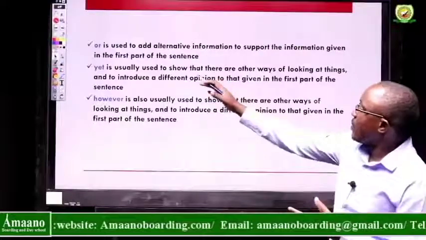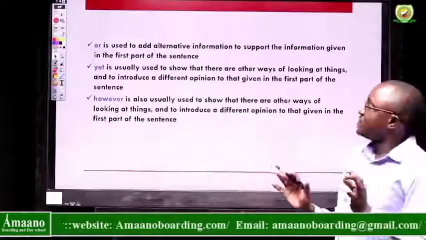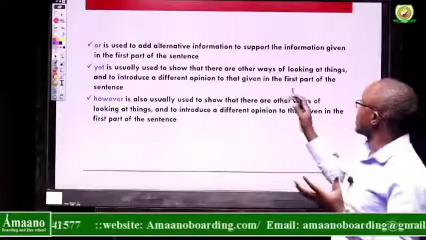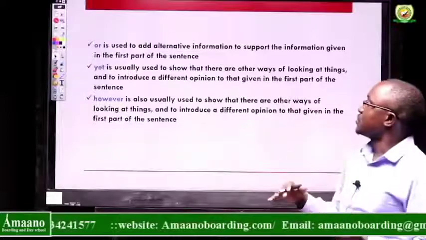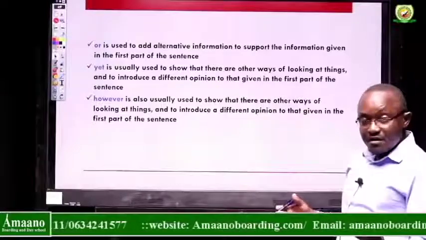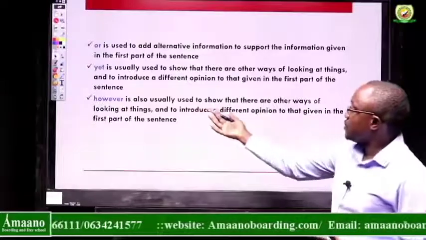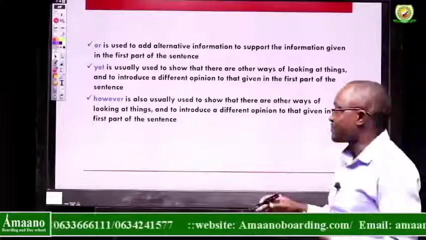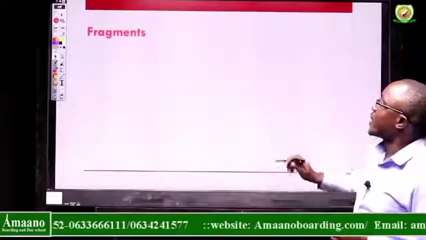Okay, I've given you more, or if there's an alternative information you want to give, yet if you want to use that there are other ways you're looking for, or introduce an opinion that's given in the first part of the sentence. However, is going to be used when you want to show that there are ways of looking at things differently. So this is what you have to look at.